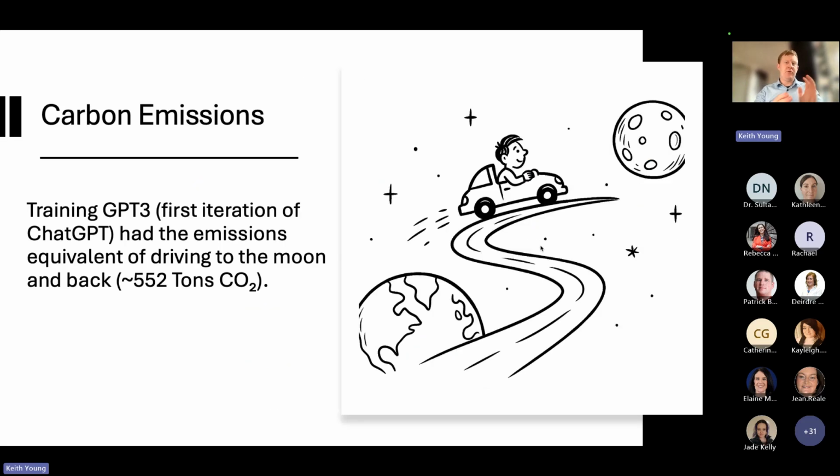So if we take carbon emissions, for example, one rhetorical device that I see being used quite frequently by colleagues, by people in the media, online, is that training GPT-3, which was the first iteration of ChatGPT, had the same emissions equivalent of driving to the moon and back, about 552 tons of CO2. And that's a very stark number, when you actually try to put that into context, and then you're trying to say, yeah, it's like we drove to the moon and back. But let's put that in a bit more context, okay?